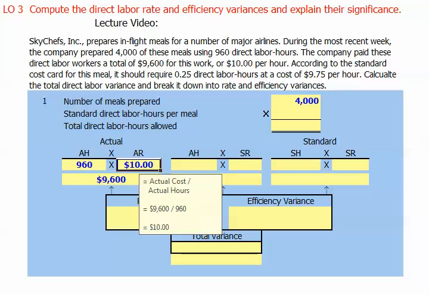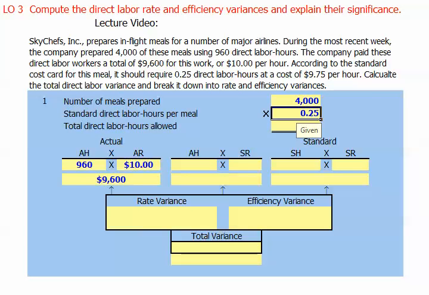Notice, even if we weren't given the $10 per hour, we could calculate this by taking our total labor cost of $9,600 and dividing it by the 960 actual hours. According to the standard cost card for this meal, it should require 0.25 direct labor hours to prepare one meal at a cost of $9.75 per hour. Calculate our total direct labor variance and break it down into rate and efficiency variances.